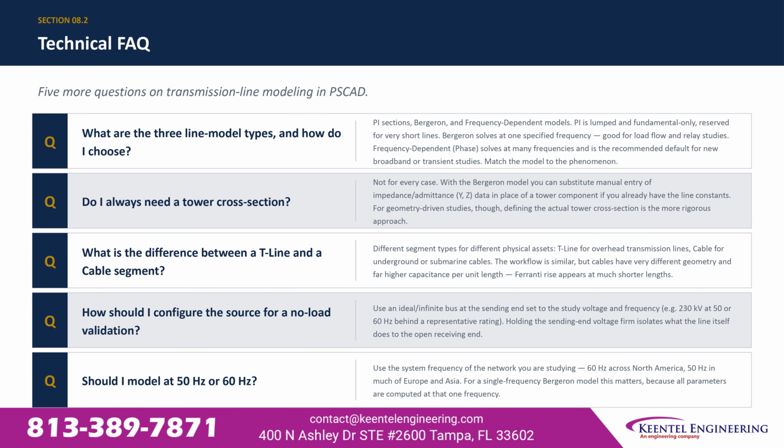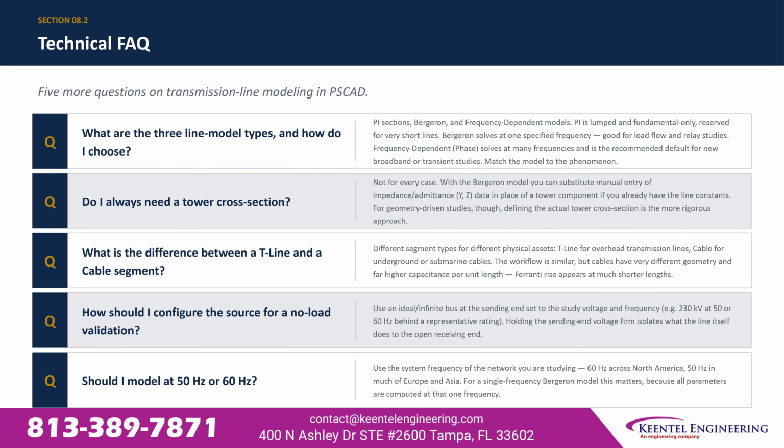What are the 3 model types and how do I choose? PI sections are lumped and fundamental only for very short lines. Bergeron is distributed and single frequency, suited to load flow and power frequency overvoltages. Frequency-dependent phase solves at many frequencies and is the default for broadband or transient work. Match the model to the phenomenon.